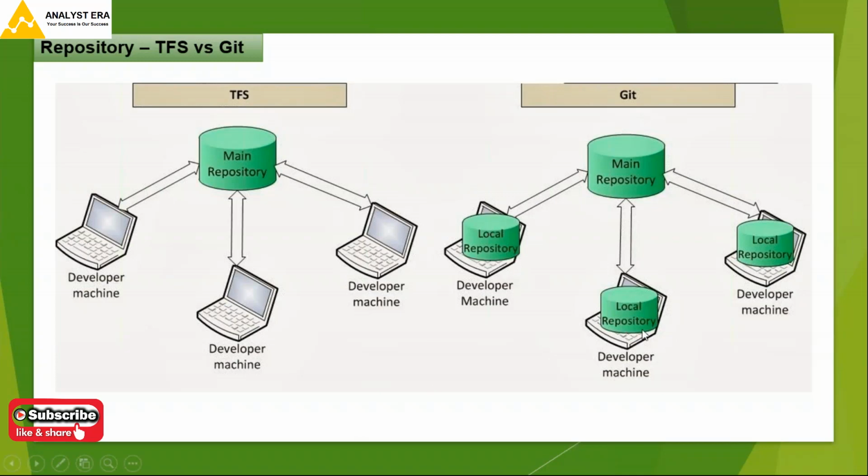You have a local repository sitting in your laptop when you are speaking about Git or Azure DevOps. When you are speaking about TFS, it is a live connection which you need to have to the main repository. There's nothing sitting locally. This is what is centralized source control. And what we are looking at is a distributed source control.